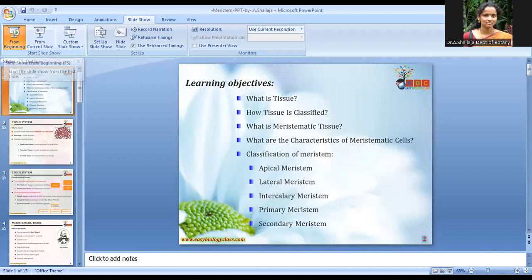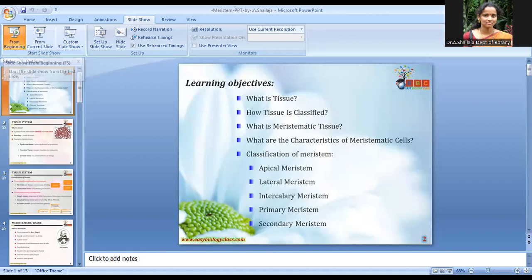After that, Schleiden and Schwann together proposed the cell theory. What is the cell theory? All living organisms are made up of cells, and all cells come from pre-existing cells. That is called cell theory. It was proposed by Schleiden and Schwann. Very, very important theory.